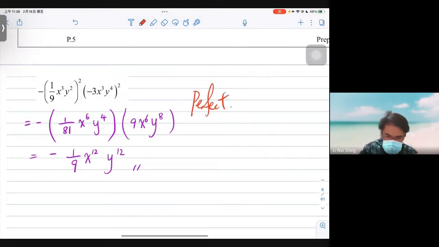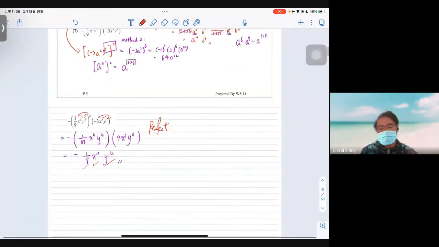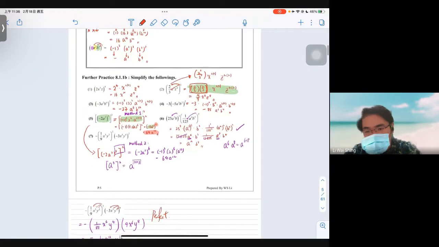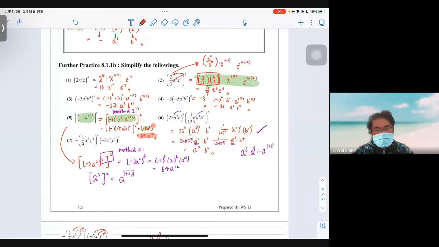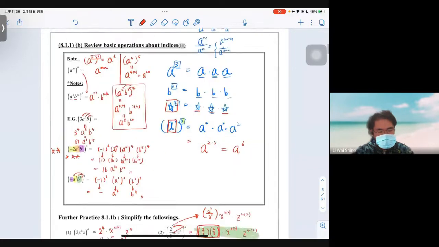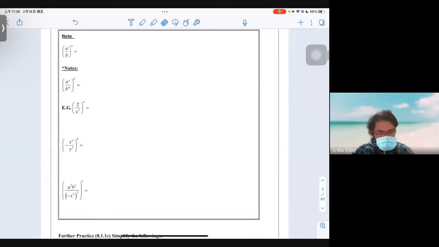Okay. So just split it inside. Boom, boom, boom. Then you just simplify the numbers. You simplify the x and y. Perfect. So at this moment, I suppose all of you know how to do this part. We have tried to do the further practice 8.1.1b. You know this rule. So let's jump a little bit.